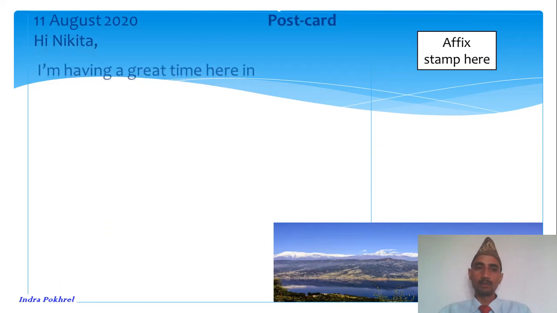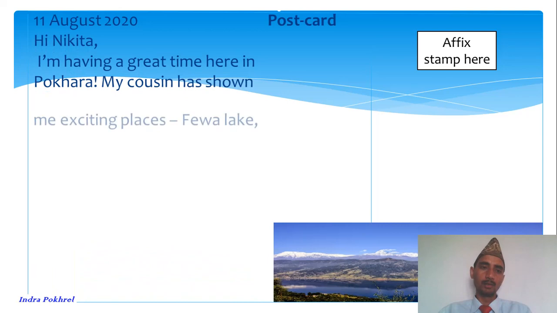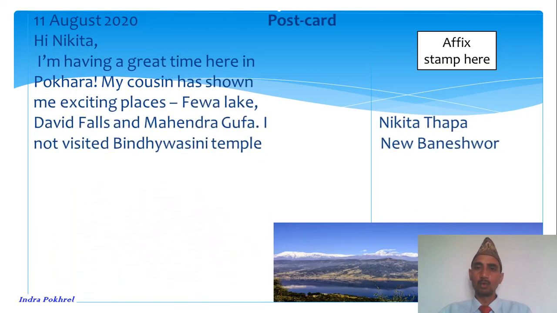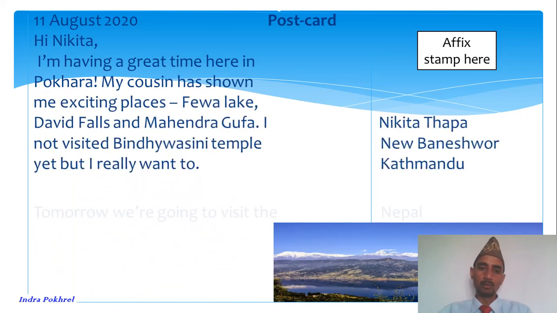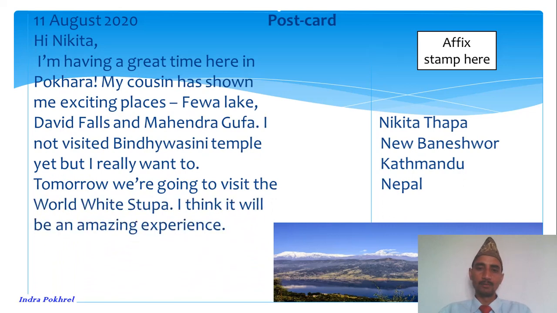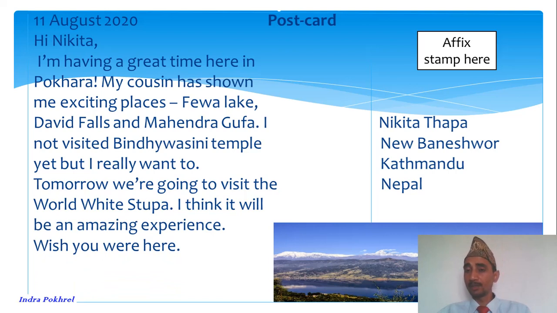So this one is the sample of a postcard. You can see here this whole postcard is divided into two parts, two sections. The first section is larger for the message, and the second section is for the receiver's name and address. The first part follows the letter format. So there is the date here, just like in the letter: 11 August 2020. Hi Nikita. You can say dear Nikita. Hi Nikita is the salutation, the greeting.